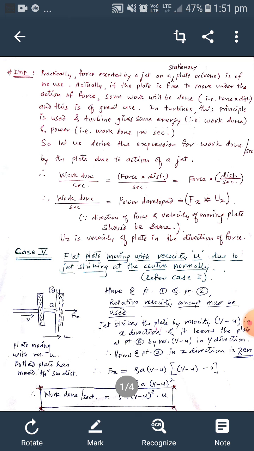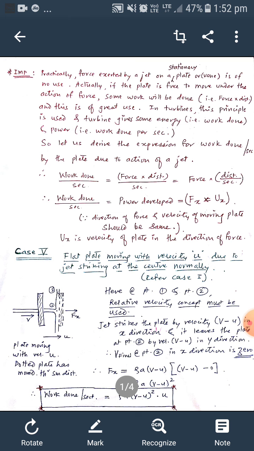Now, work done per second can be written as force into distance divided by second, and further force multiplied by distance upon second. So it comes out to be force into velocity. So work done per second, that is power developed, can be written as force multiplied by velocity in the same direction, where this ux in the equation is the velocity of plate in the direction of force.